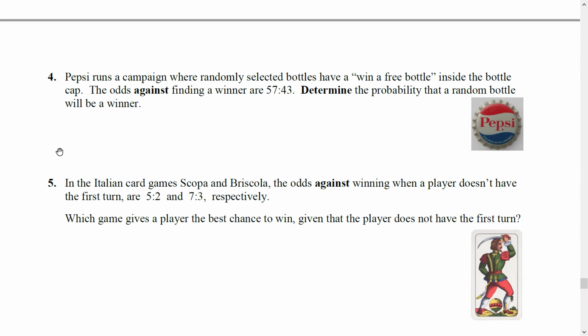So Pepsi, who I worked for way too long, has a win a free bottle inside the bottle cap. The odds against, now I've bolded the word against there. It will not be bolded on your test or your diploma. You need to watch for it and maybe highlight it. Determine the probability that I will be a winner. Okay.